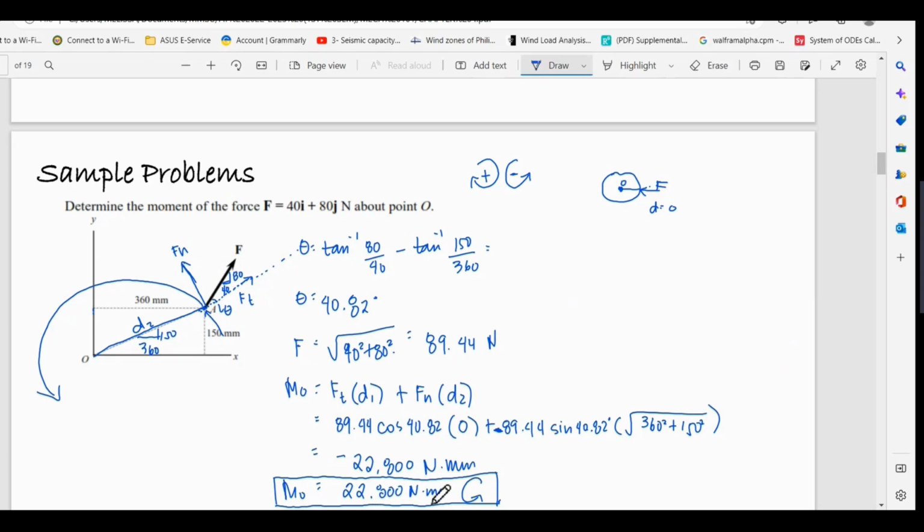22,800 Newton millimeter in counterclockwise direction, kasi negative yan. Okay? So, take note that if we want to use a positive here, dapat meron siyang certain direction. And if we want to retain the negative here, wag na nating ilagay itong direction na to. But for me, I prefer to express our moment into positive and then lagyan ng direction. So, sana ganun din yung sa inyo. Okay? So, let's make it fixed. Lahat ng moment will be in positive and then lagyan na lang natin ng direction. 22,800 Newton millimeter.